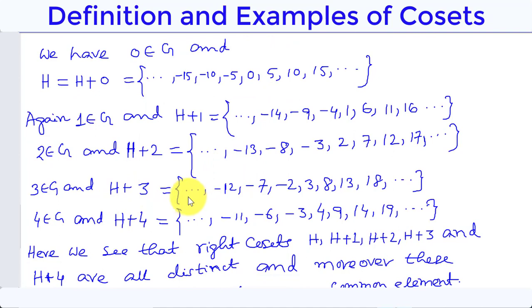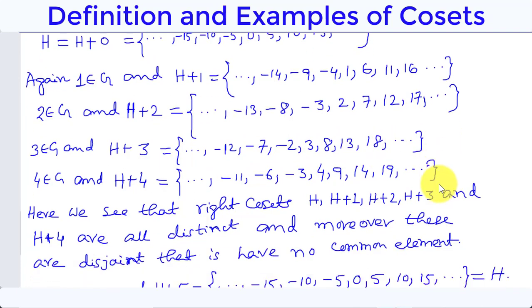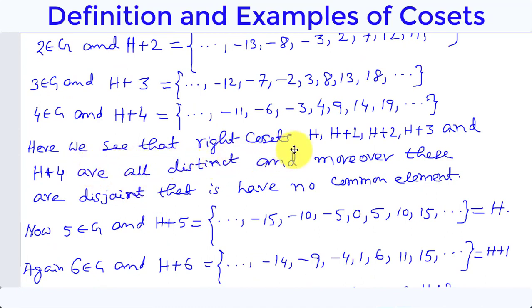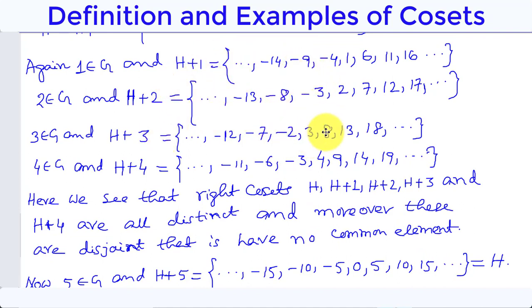Similarly, H plus 3 equals minus infinity to minus 12, minus 7, minus 2, 3, 8, 13, 18 up to infinity, and H plus 4 equals minus infinity to minus 11, minus 6, minus 1, 4, 9, 14, 19 up to infinity. That is, H plus 4 is obtained by adding 4 to each element of H. Here we see that the right cosets H, H plus 1, H plus 2, H plus 3 and H plus 4 are all distinct, and moreover these are disjoint, that is, have no common element. We can see that no elements are common in H, H plus 1, H plus 2, H plus 3 and H plus 4.